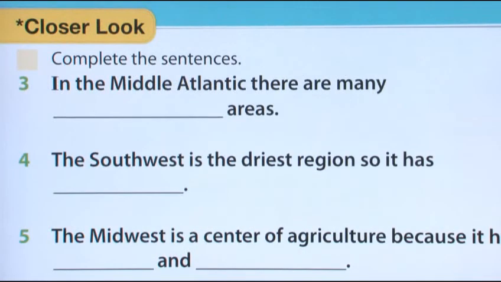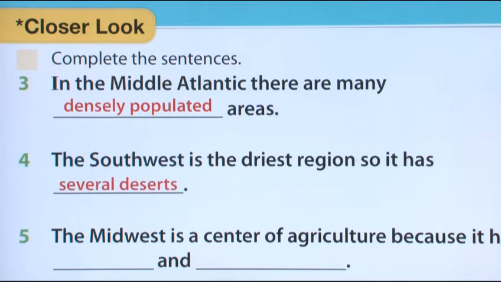Moving on to question 3, complete the sentences. In the Middle Atlantic, there are many blank areas. What do you think the answer is here? Well, densely populated areas. In the Middle Atlantic, there are many densely populated areas, such as New York City and Washington, D.C. Question 4. The Southwest is the driest region, so it has blank. What landforms are very dry, without much water? That's easy. Deserts. So this region has several deserts.